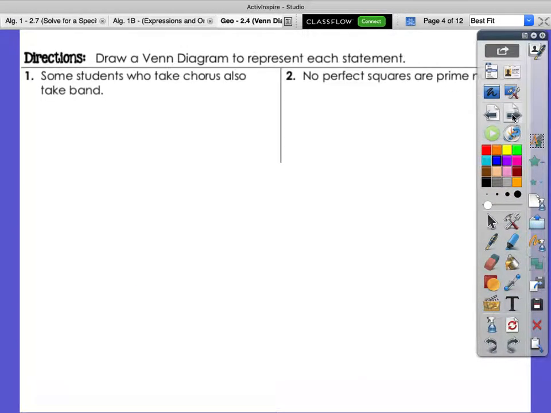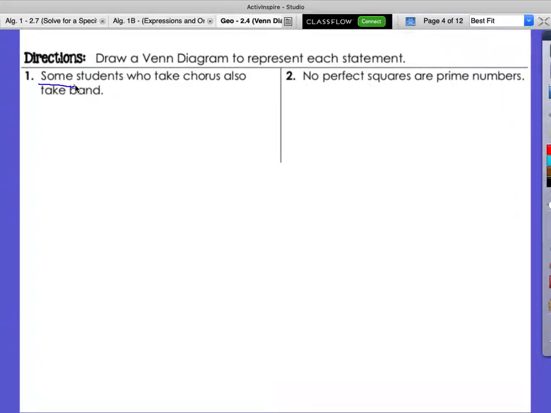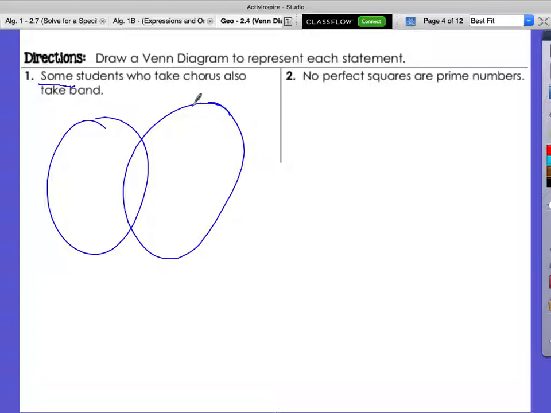So let's continue on right below this, where you say, draw a Venn diagram to represent the situation. Some students who take chorus also take band. What's our key word? Some. So which Venn diagram option are we doing? The first, the second, or the third? The second. So that's the overlapping circles. So we're going to do two overlapping circles. What are we going to label one of the circles? Band, and then the other one would be the chorus, okay?